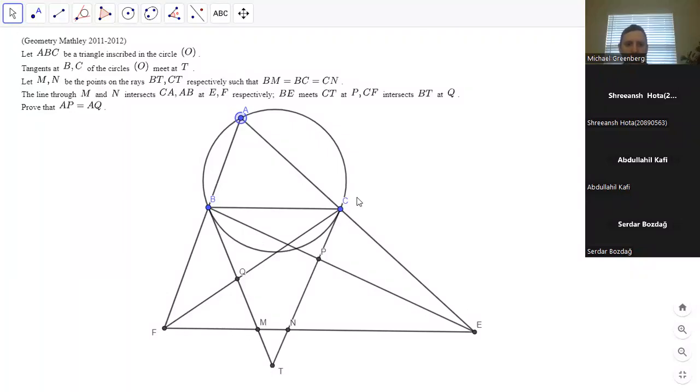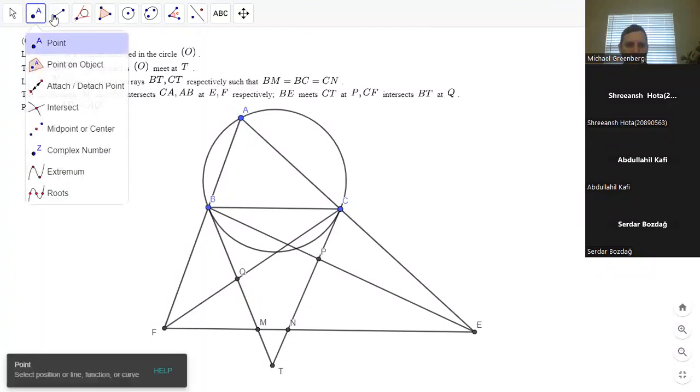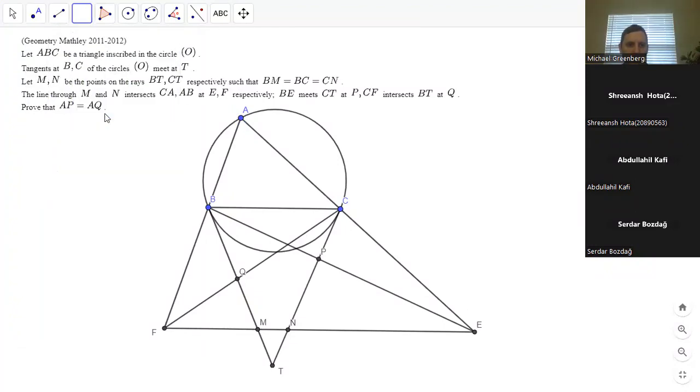Angle BMC is 90 minus A over 2. And BNC, same with B. Those are both 90 minus A over 2. What happens if we draw the angle bisector?